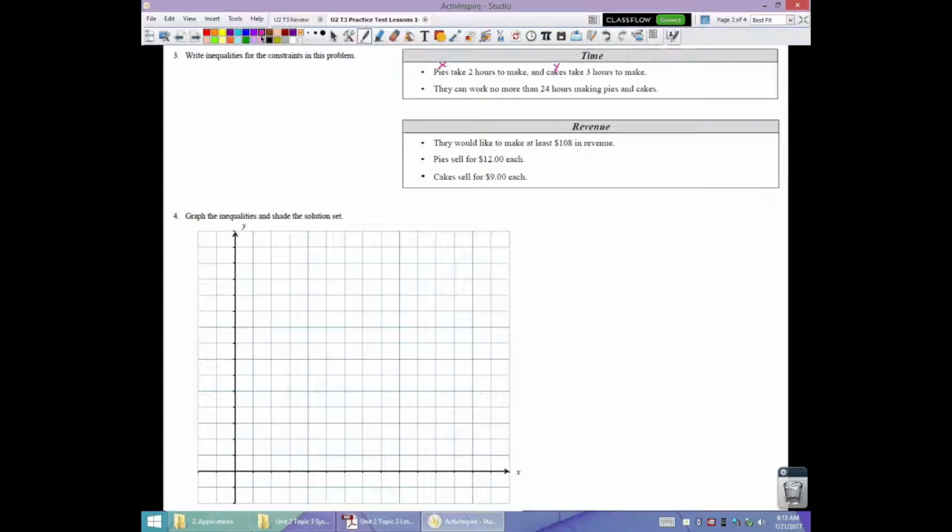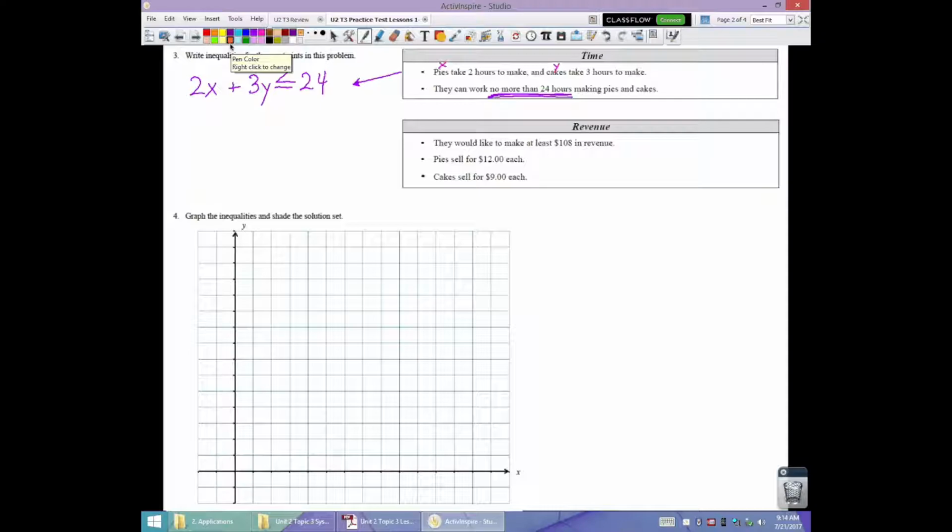So the inequality regarding time. Well, a pie takes 2 hours, and I'm going to make X pies. So that's 2X is the time I spend on pies. I'm going to spend 3 hours on every cake and make Y of those. So I'm going to add 3Y. And then no more than 24 hours total for all my baking. No more than is not more than 24. I can use 24 hours or less. So less than or equal to 24.